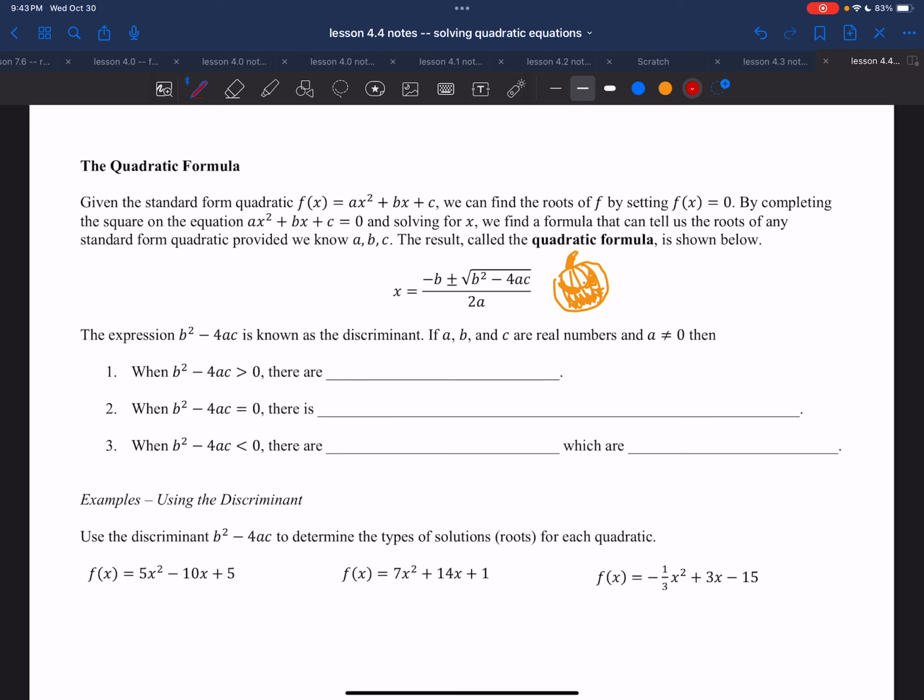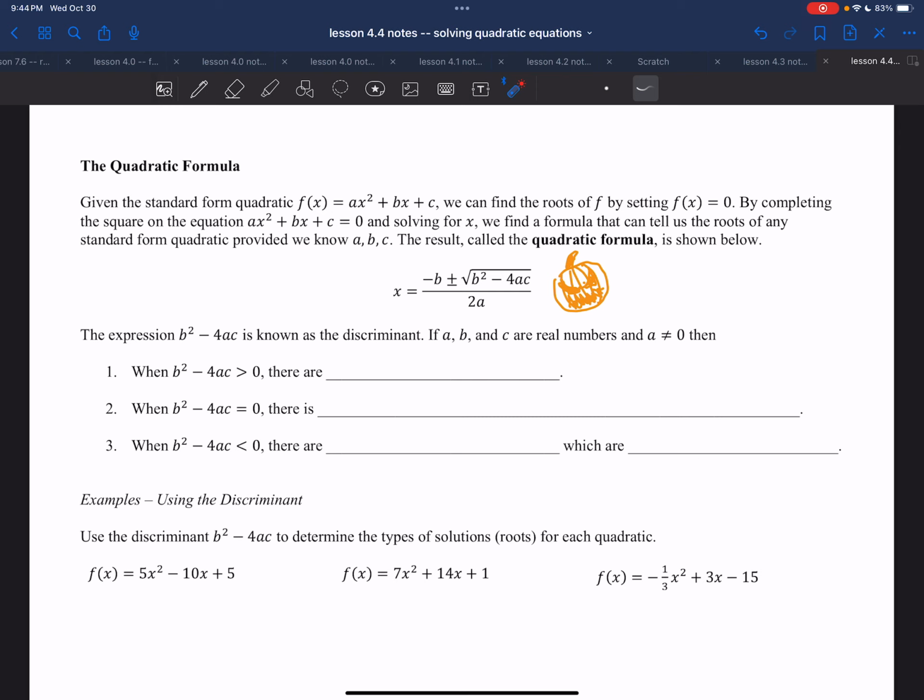So I'll just read this little excerpt here. It says, given the standard form quadratic, f of x equals ax squared plus bx, we can find the roots of f by setting f of x equal to 0. Well, yeah, all right. We know that because we've just talked about a few methods in doing that way. So what is the quadratic formula? I said, well, it's the shortcut, the answer key that tells you what the roots are if you know the coefficients from standard form. And that's it.